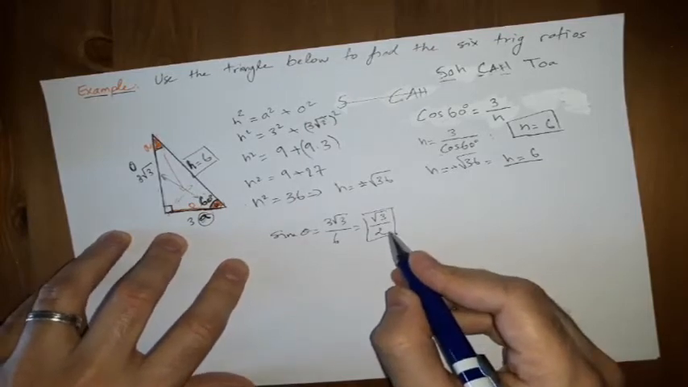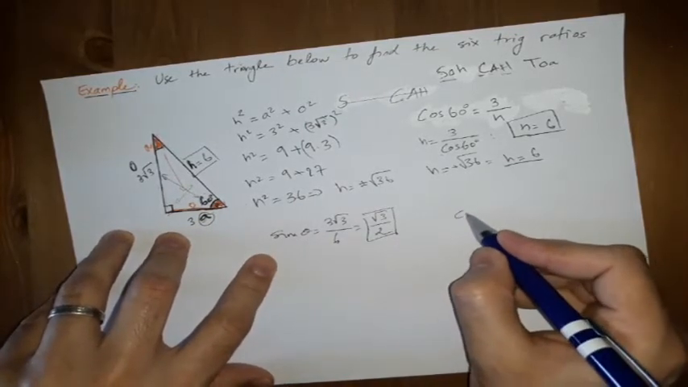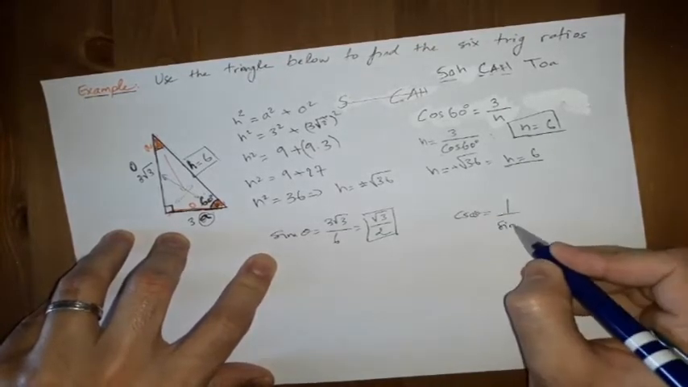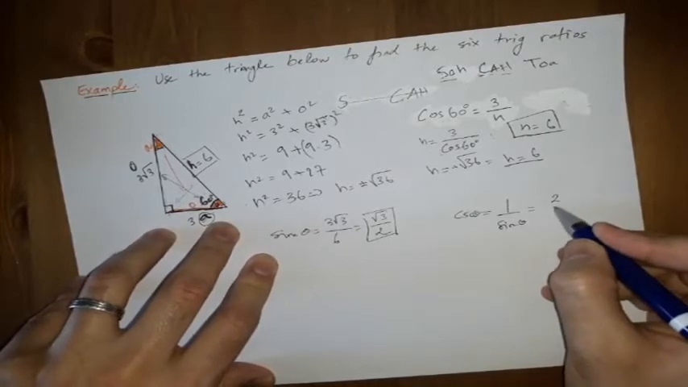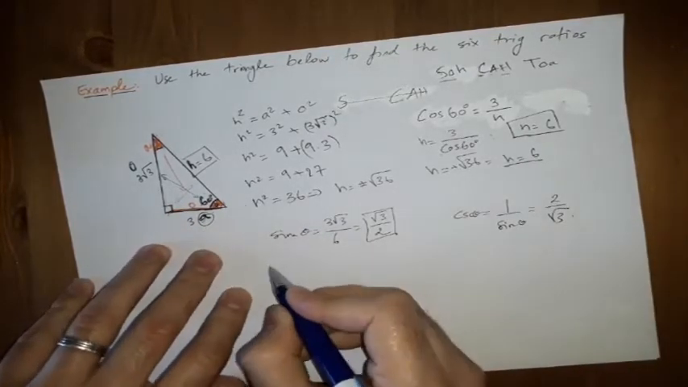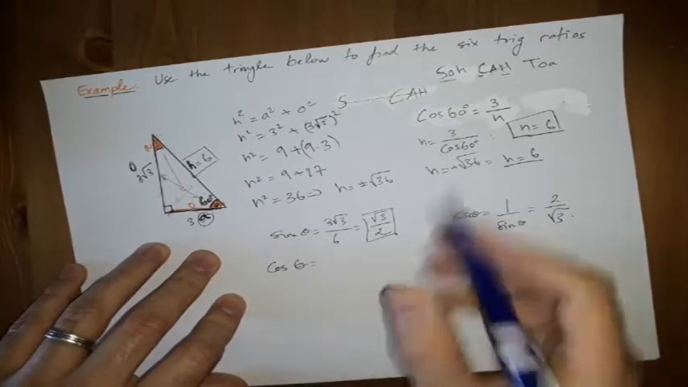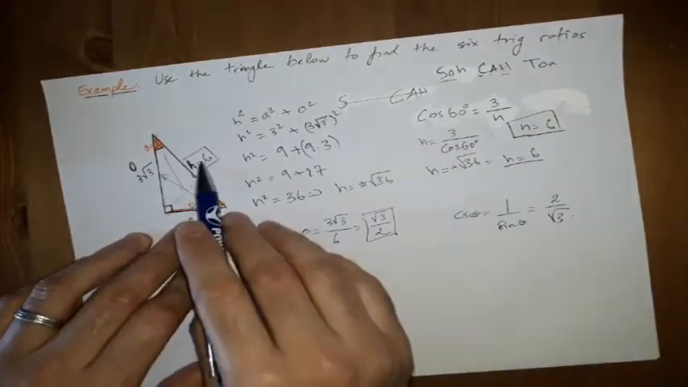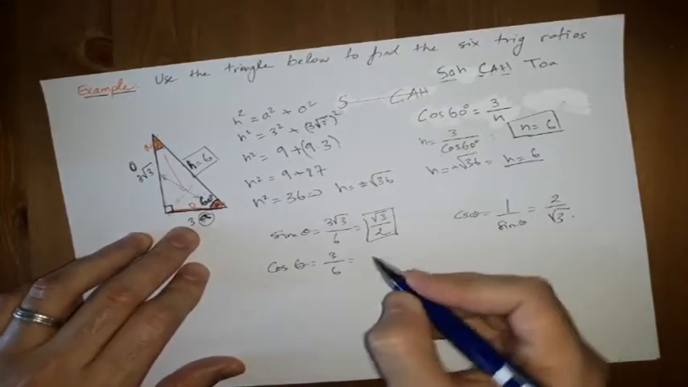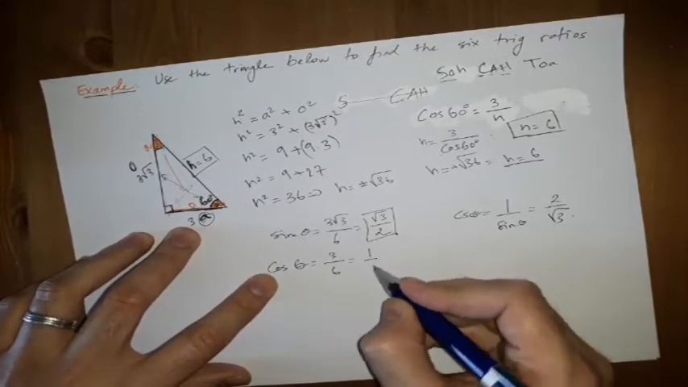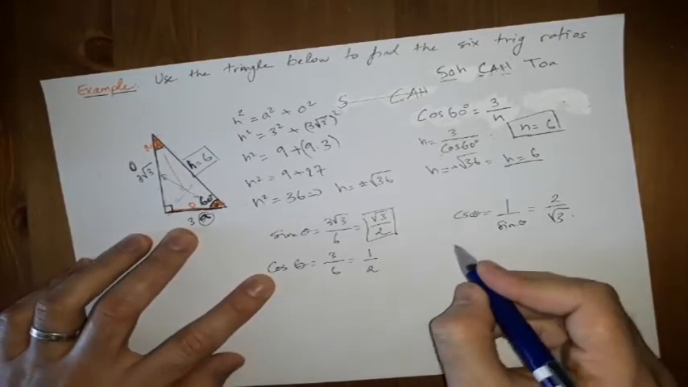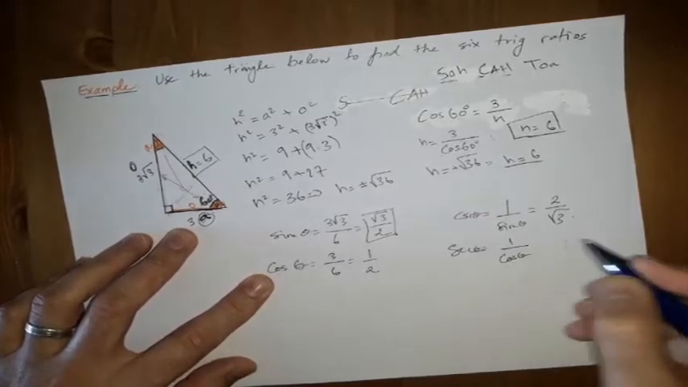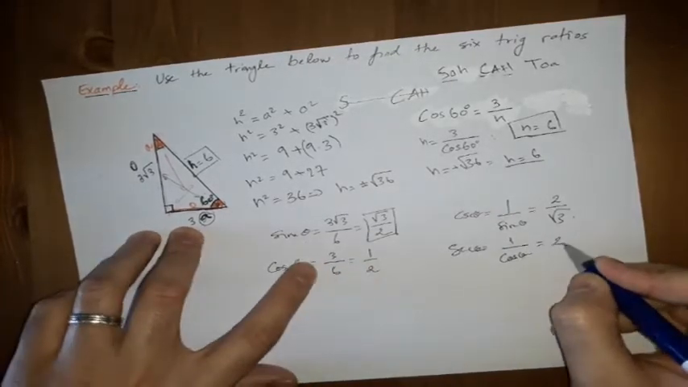Whereas if you want the cosecant, we said that it is 1 over sine. Cosecant of theta is 1 over sine of theta. So it's just 2 over square root of 3. Cosine of theta, we said, is adjacent over hypotenuse. So what is the adjacent? 3 over 6. And if I simplify, it's going to be 1 over 2. And what is secant equal to? Secant of theta is 1 over cosine of theta, which equals 2 over 1, which is 2.